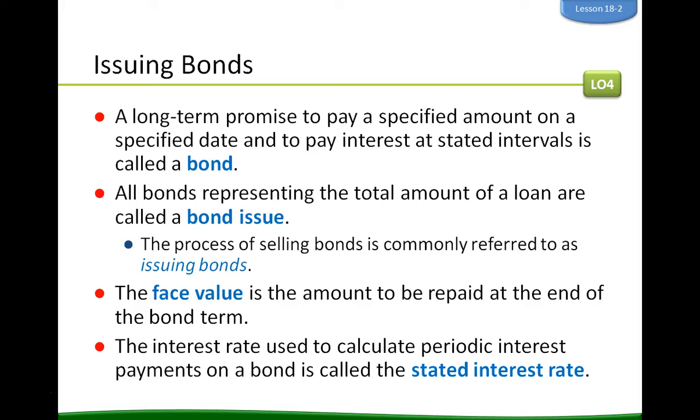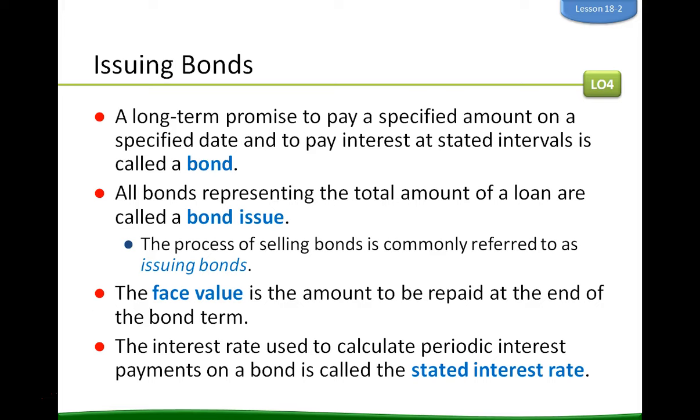All bonds representing the total amount of a loan are called a bond issue. A corporation usually sells an entire bond issue to a securities dealer who then sells individual bonds to individual investors. The process of selling bonds is commonly referred to as issuing bonds. So we discussed right here.